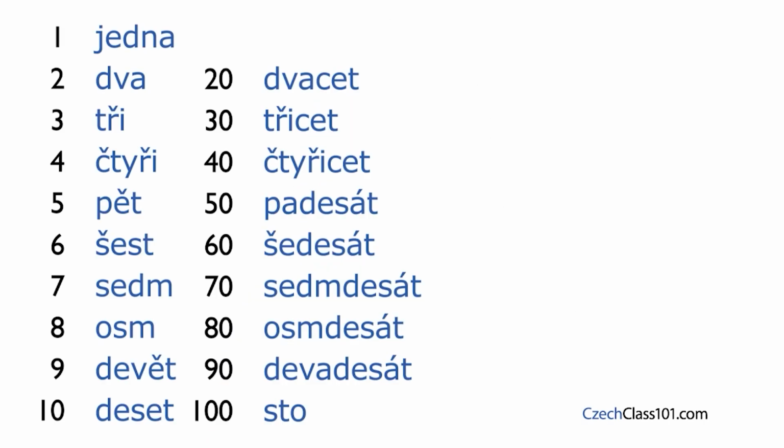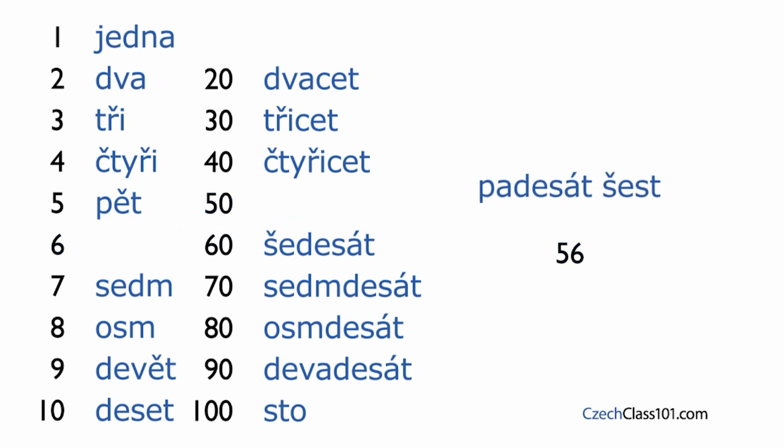The last thing to learn in this lesson is how to form compound numbers above 20. This is also super easy. Take the tens and simply add the numbers you learned in the previous lesson. Let's try it out. How would you say 56 in Czech? Let's take it step by step. 50 is 50 and 6 is 6. So 56 is 56. It's done. Isn't that easy?